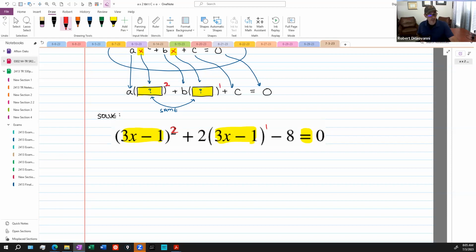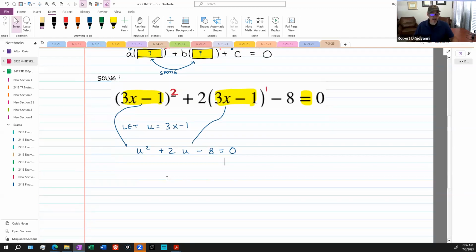This is squared and this is to the first power. So when we see that, I'm going to make a substitution. I'm going to say let, we usually use the variable u for the substitution, let u be 3x minus 1. And then if we do that, everywhere we see a 3x minus 1, I replace it with u. So this thing becomes u squared. Then I have plus 2, and then this thing becomes u. And then minus 8 equals 0. And now this looks like a quadratic equation. But the variable we have here is u instead of x.